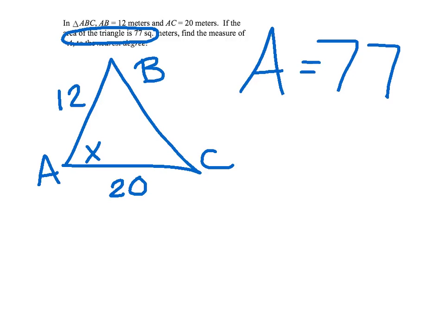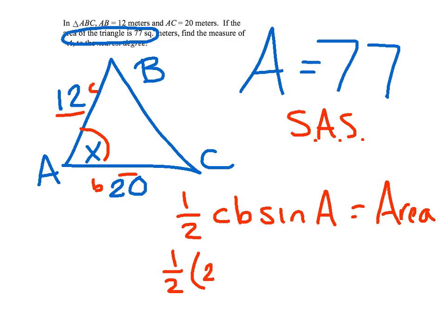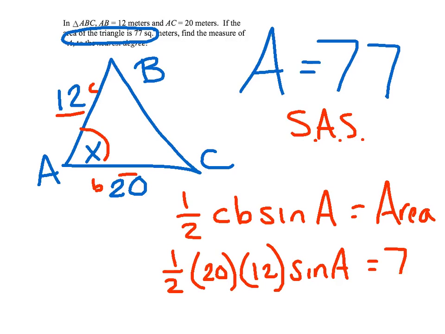All right, so this requires a little bit of work. Again, you still need to check for side, angle, side. So I've got side, angle, side. I'm good to go. So 1/2, my two sides, this is side C and side B, so I'm going to say CB. Therefore, the sine of A is equal to the area. So I've got 1/2, my two sides are 20 and 12, and it doesn't matter the order you put them in, sine of A equals 77.